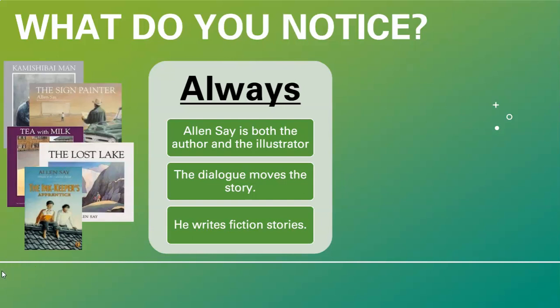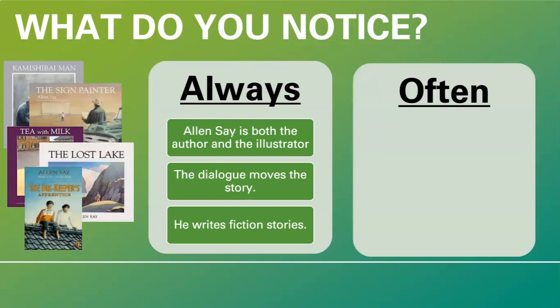But then I want you guys to ask yourself, what is often present? Not always, but often present in Say's work. The story is told in the first person point of view. The Lost Lake was written from the point of view of the little boy, and Tea with Milk was written from the perspective of the young lady that grew up to be a translator. However, the Kamishibai Man was written in third person, so it was not told from the viewpoint of a character.